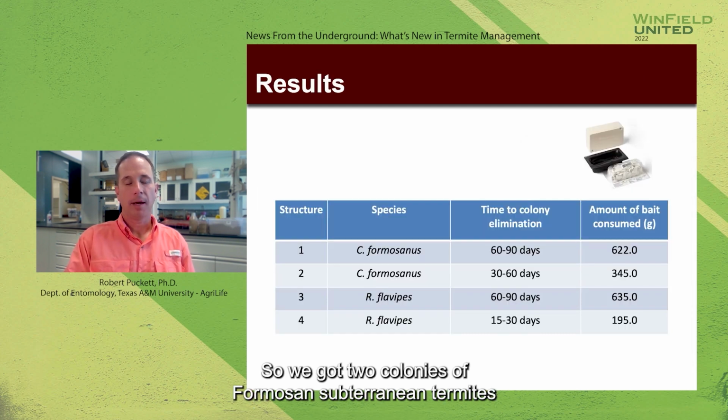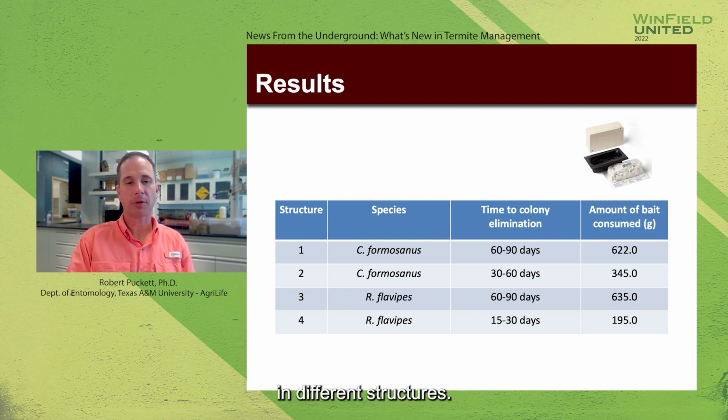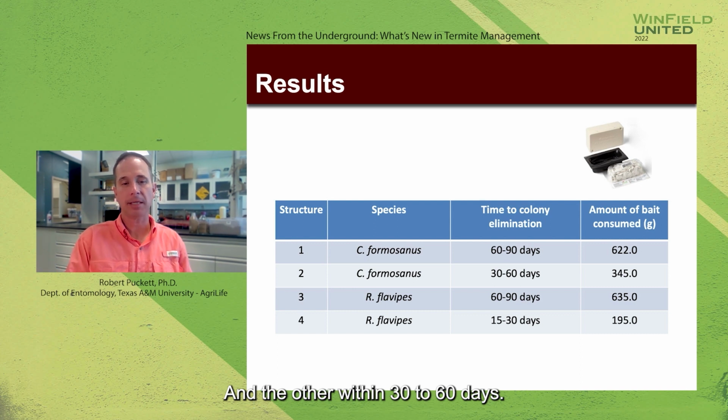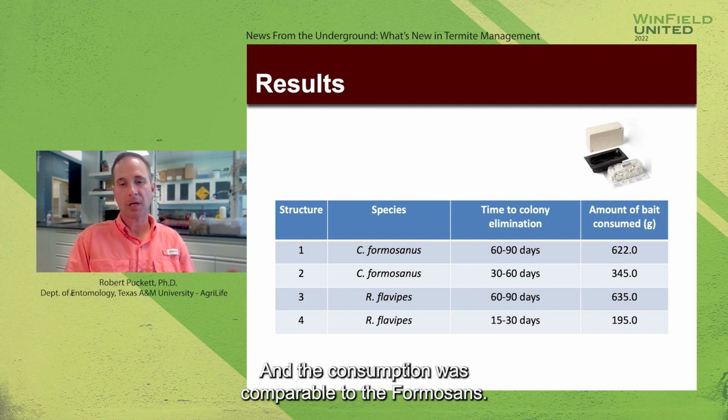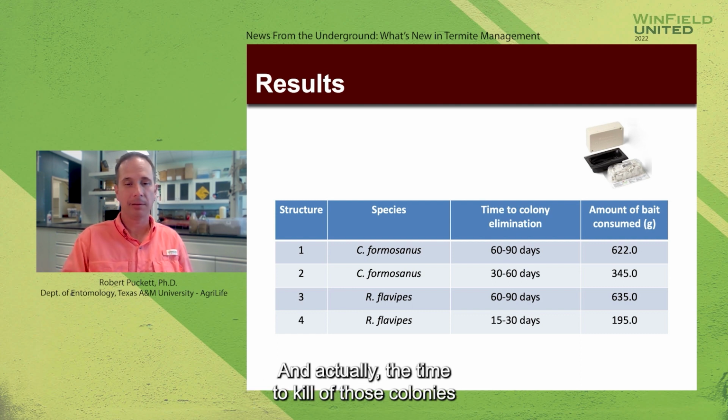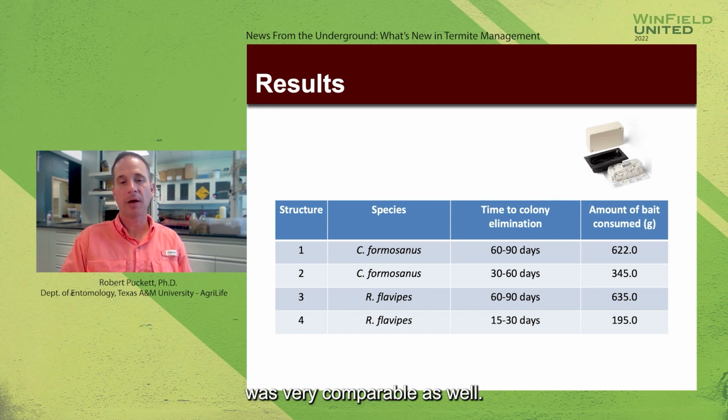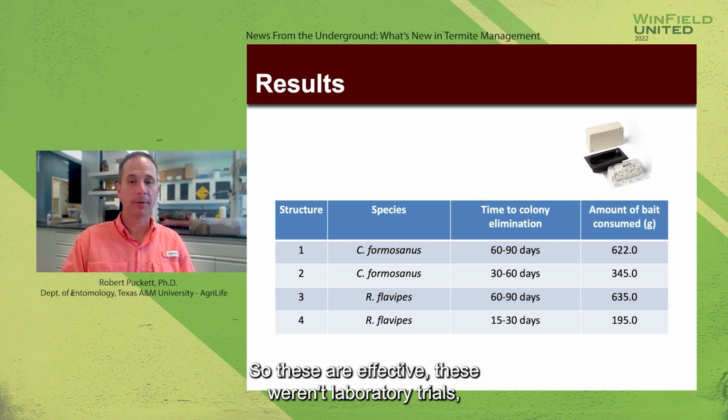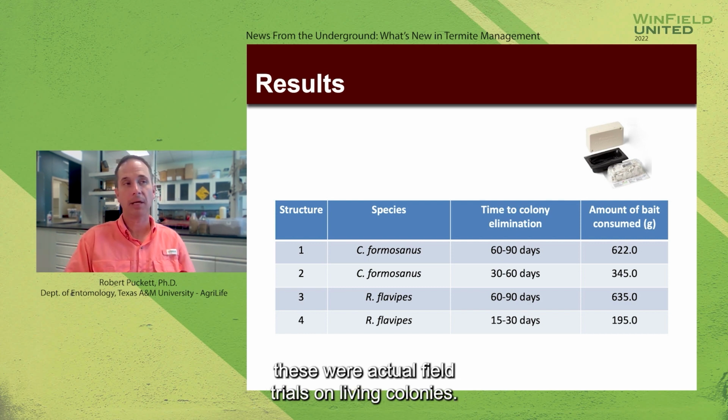So we got two colonies of Formosan subterranean termites in different structures. They consumed, in one case, a lot of bait, 620 plus grams. In another case, only about half of that. Both colonies winked out. One took between 60 and 90 days to do so, and the other within 30 to 60 days. And then our native subterranean termites, 2 colonies of those. The consumption was comparable to the Formosans, and actually the time to kill of those colonies was very comparable as well. But the point is, they died. So these are effective. These weren't laboratory trials. These were actual field trials on living colonies.